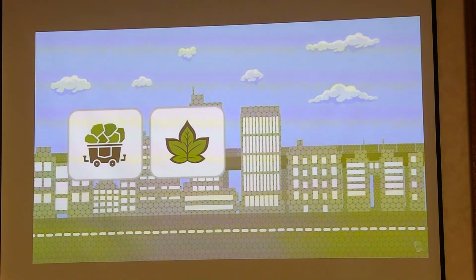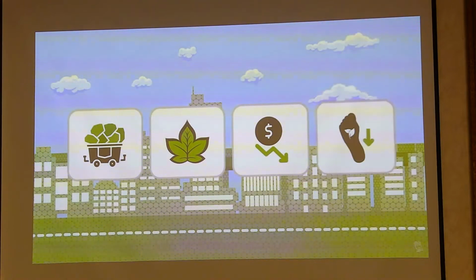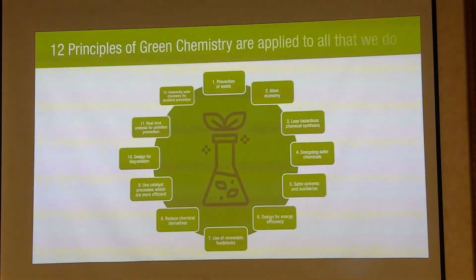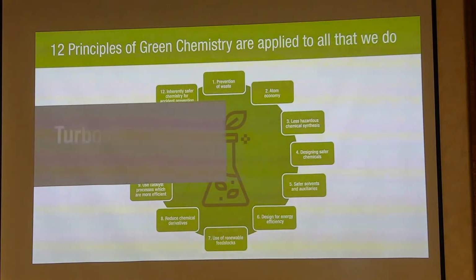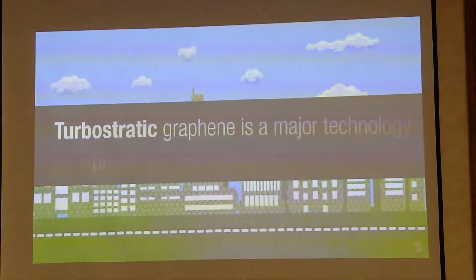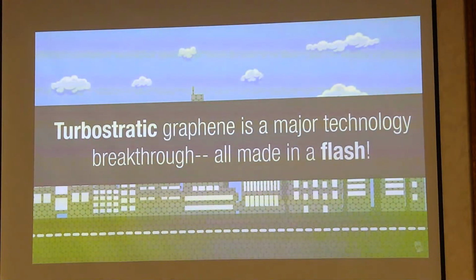It converts biomass that would otherwise decompose. It allows us to use less of the expensive materials we use today, and all this will reduce our carbon footprint and lower greenhouse gas emissions. The flash graphene process also fulfills all 12 principles of green chemistry. Turbostratic graphene is a major technology breakthrough, all made in a flash.